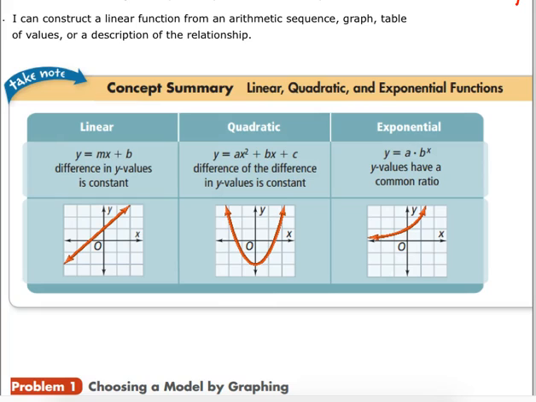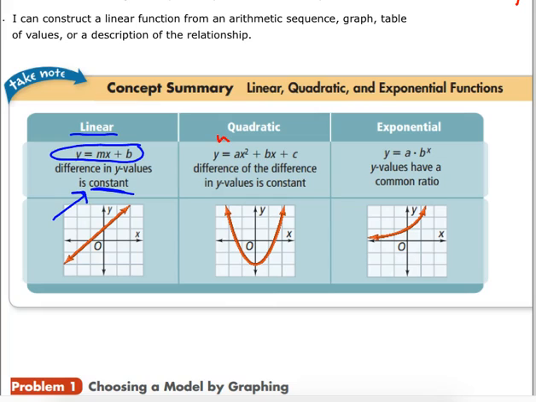So let's first get a little summary here of linear, quadratic, and exponential. Linear, remember, is a line, and here's our favorite form, y equals mx plus b. A way to tell is that our line is going up at a constant value. Rise over run is the exact same no matter where you are.